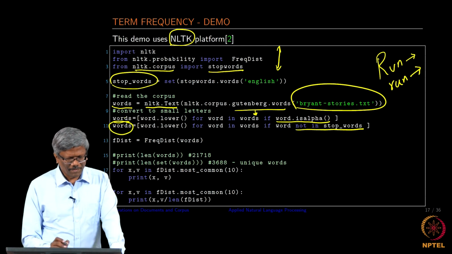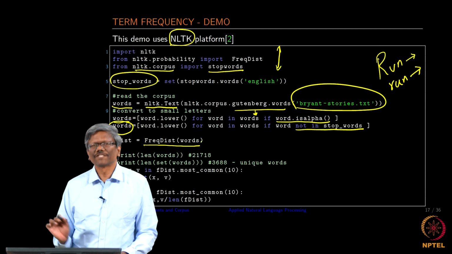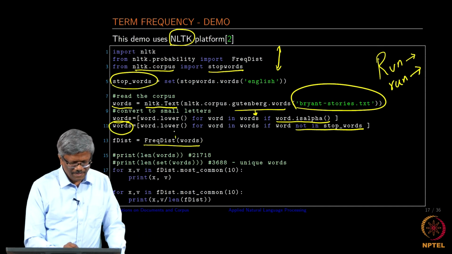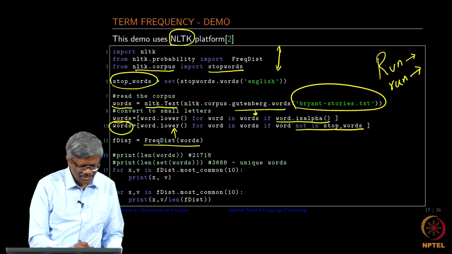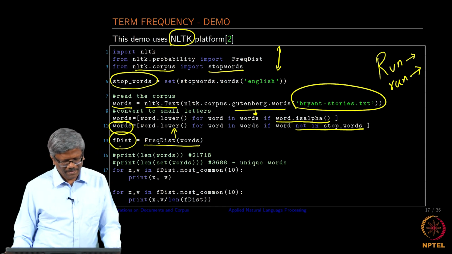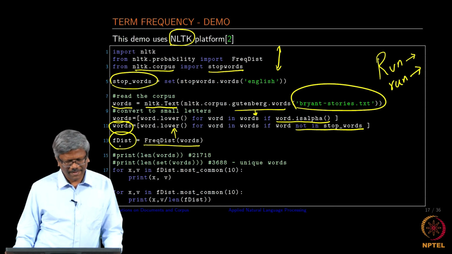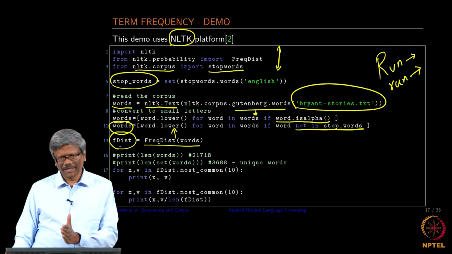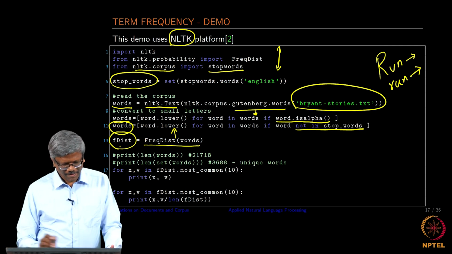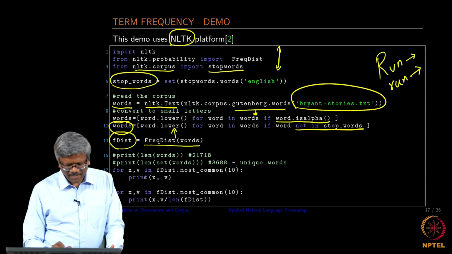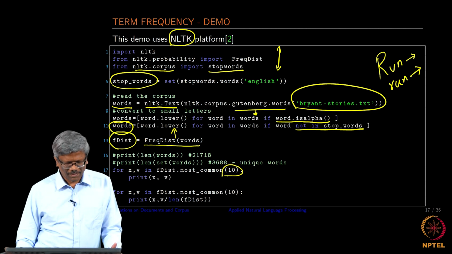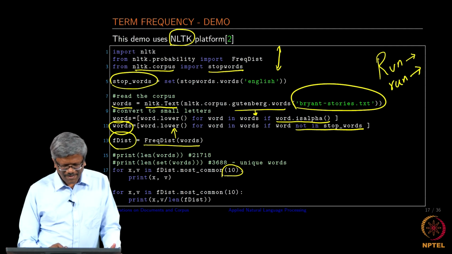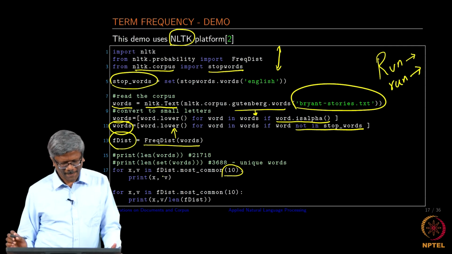Then I perform a frequency distribution of all the words that I have captured in the previous instruction. My frequency distribution is again an array that contains the words and the frequencies of each word. Finally, I am printing the most common words that are found. I can print all of them, but it is going to be a huge collection. So, I am restricting that to 10 and printing them.